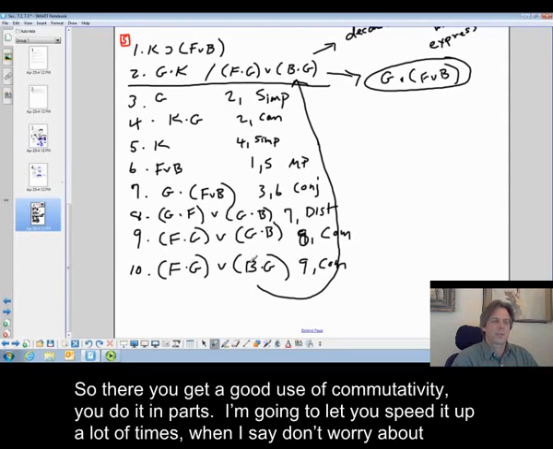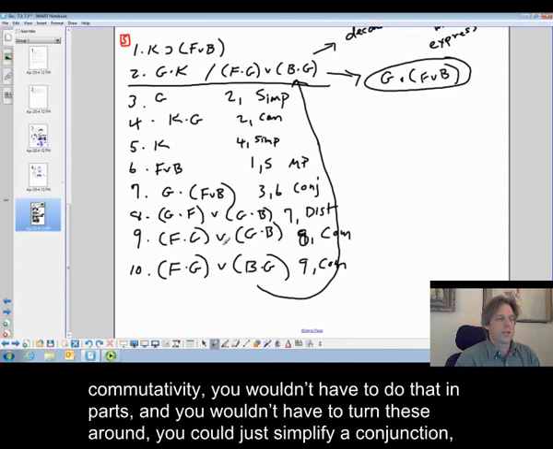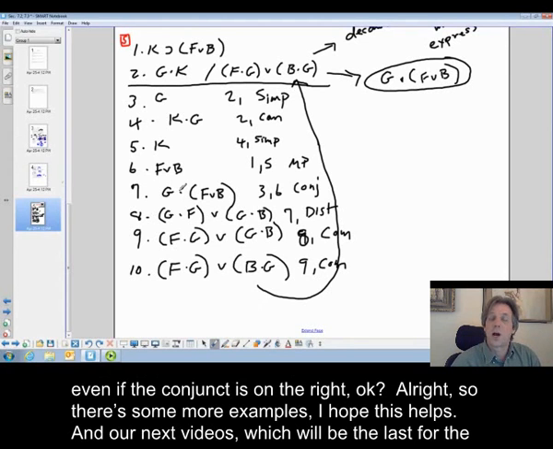You do it in parts. I'm going to let you speed it up a lot of times. When I say don't worry about commutativity, you wouldn't have to do that in parts, and you wouldn't have to turn these around. You could just simplify a conjunction, even if the conjunct is on the right. Okay? Alright, so there's some more examples.